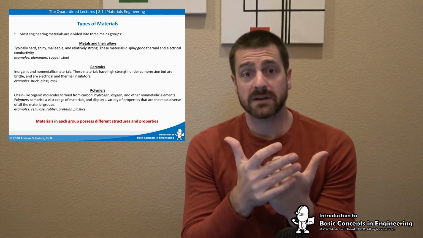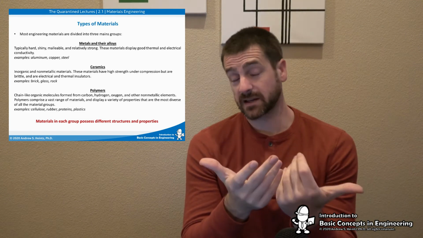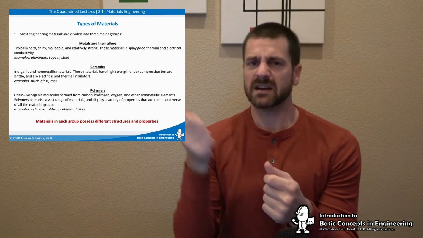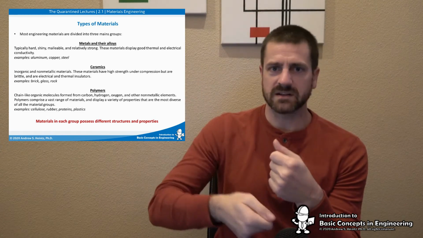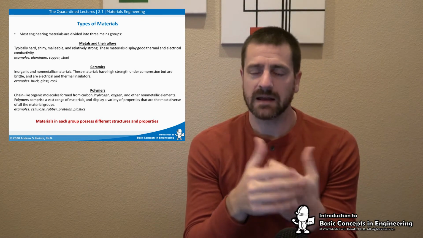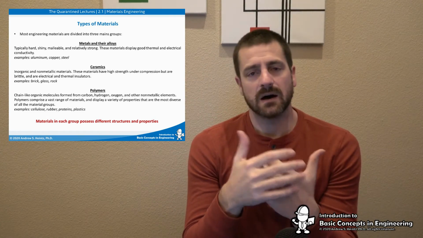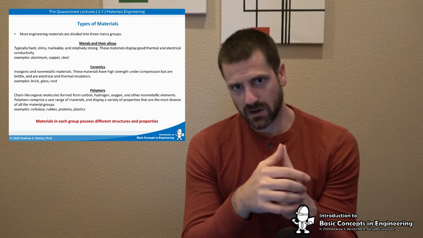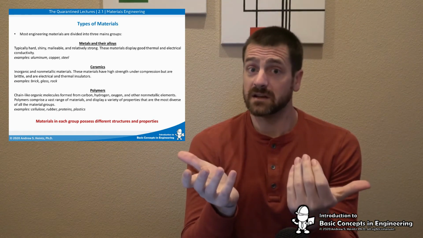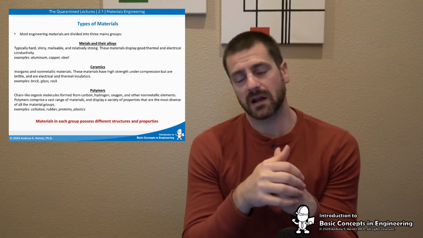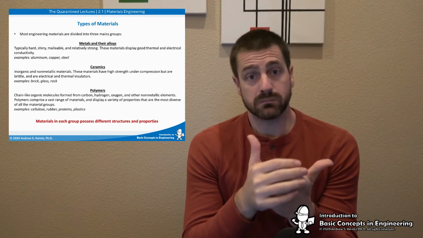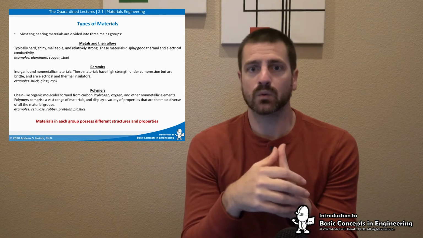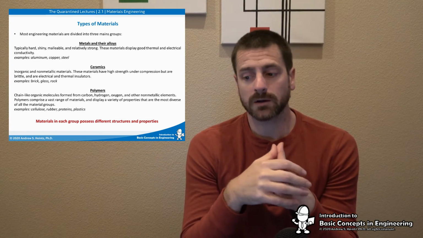We then have ceramics. The perfect example of a ceramic is like your piggy bank. You always saw in the cartoons, they'd smash it open to get the coins inside. That's a ceramic. Clay pots, stuff like that. Your toilet seat. Toilets are made out of ceramics. The tiles in your bathroom or your kitchen are made out of ceramics. And examples there would be brick, glass, the glass in the window, glass is a ceramic, and rock.